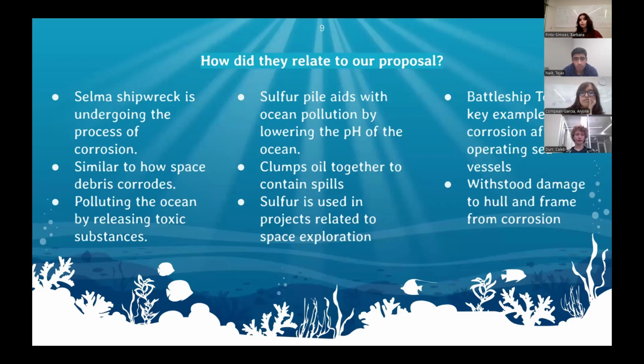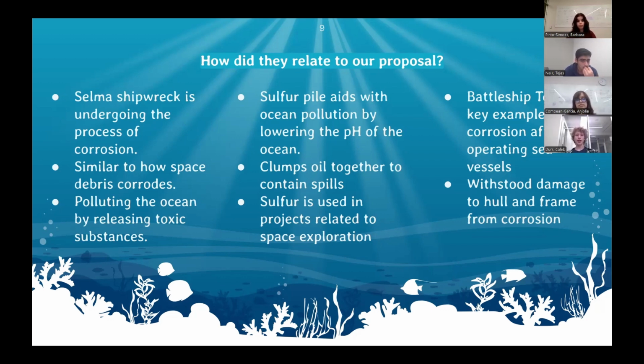For the Selma shipwreck and how it related to our issue and our proposal, this shipwreck has been corroding for a couple of years already, and it's still undergoing the process of corrosion. And we found that the corrosion of this ship is very similar to how space debris corrodes in the ocean and similar materials in general. And both of these can pollute the ocean by releasing toxic substances and chemicals that can damage the pH of the ocean, marine life, coral reefs, and other stuff like that.